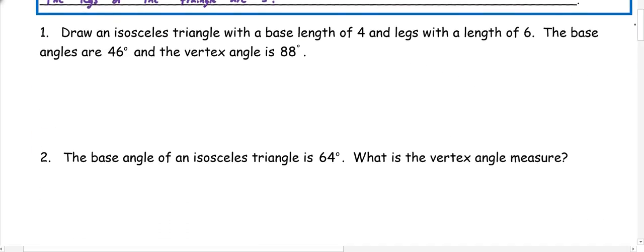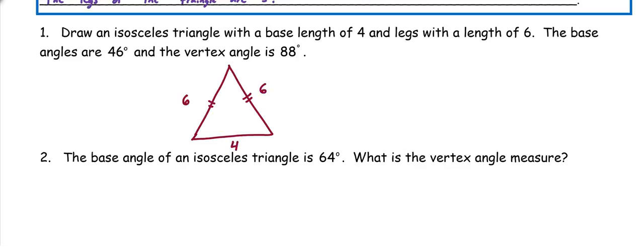So number one, draw an isosceles triangle with a base of 4 and legs of 6. The base angles are 46 and the vertex is 88. So all we're doing here is we're drawing a picture to show we understand where everything is. So I'm going to draw my triangle. I have two legs that are congruent, so both of those legs have a length of 6 and our base has a length of 4. Then we have the vertex angle, which is across from the base, is 88 degrees. And our base angles, which are congruent, are both 46 degrees.